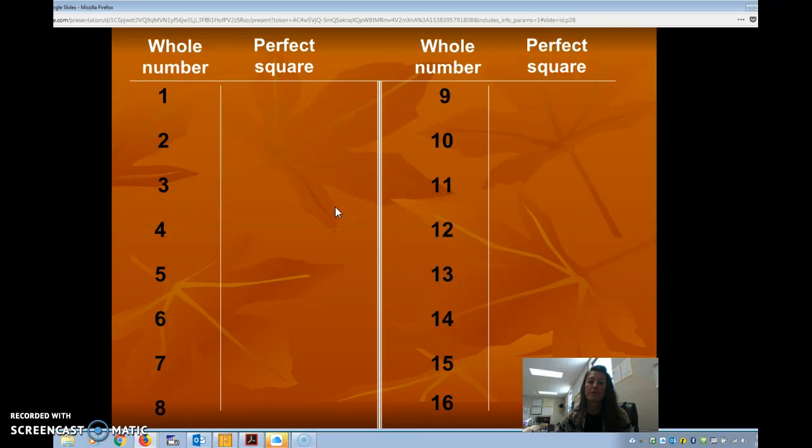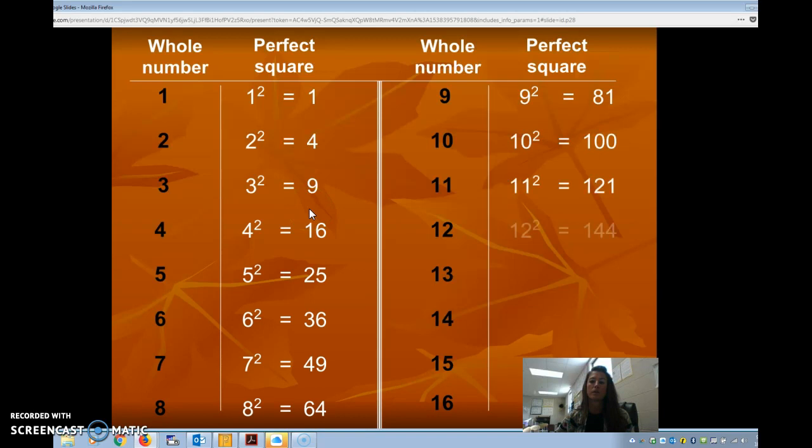Okay, now let's check your numbers and make sure they are correct. On this slide we have 1 through 16. So beside the 1 you should have 1, beside the 2 you should have 4, 3 you should have 9, all the way up through 16. Of course, you could have used your calculator for this, that would have been fine. If you need to pause and check, that's fine.